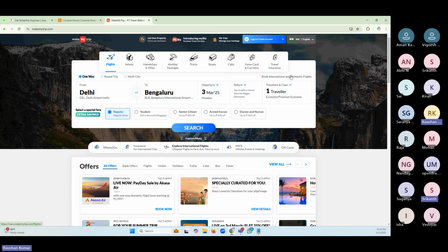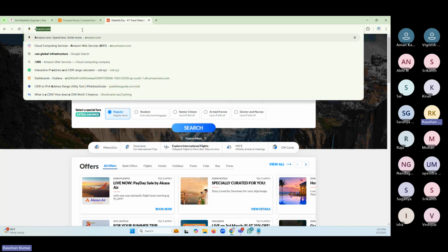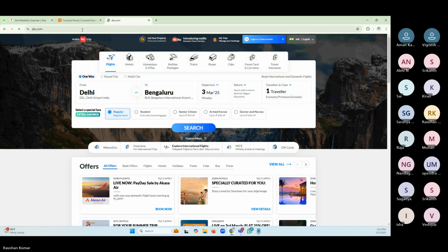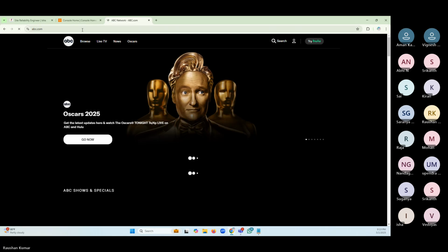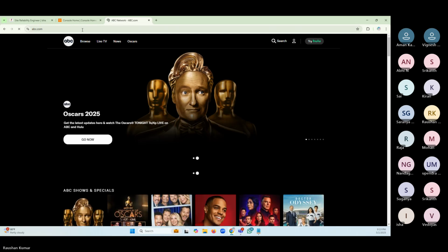If my website, let's say Amazon.com, or any US website, I'm giving an example, abc.com, whatever it is, the server is in the US. Why will it hit Singapore?